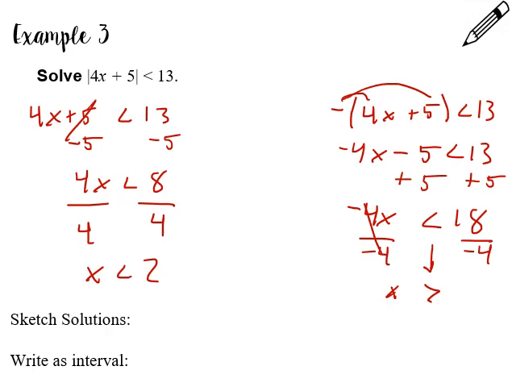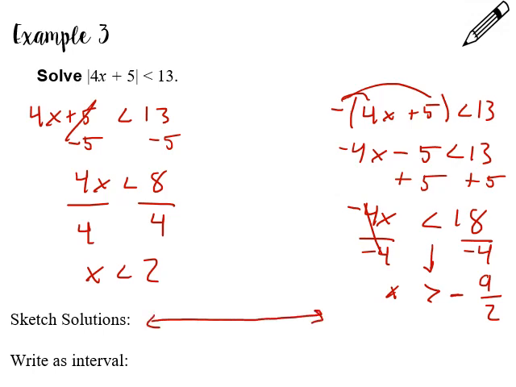4 doesn't go into 18 evenly, but it is a reducible fraction. Got a negative sign there. They're both even, divisible by 2. So I've got negative 9 over 2. I have my answer, but I want to express it a little bit cleaner. So I can sketch my solutions on a number line.